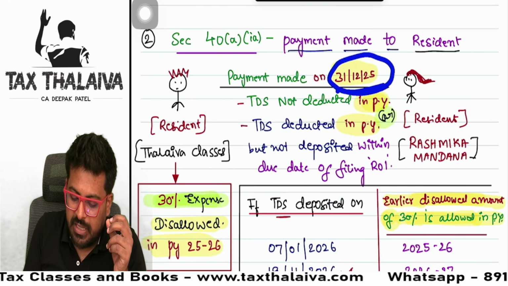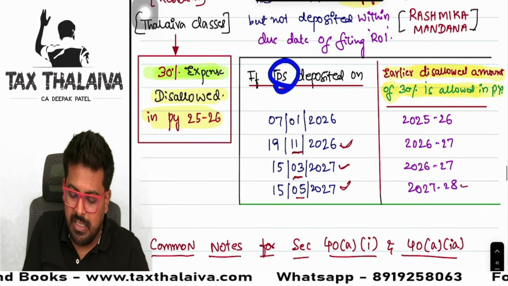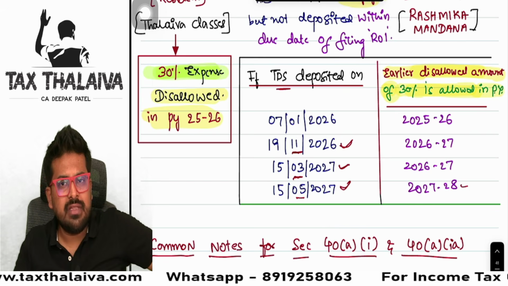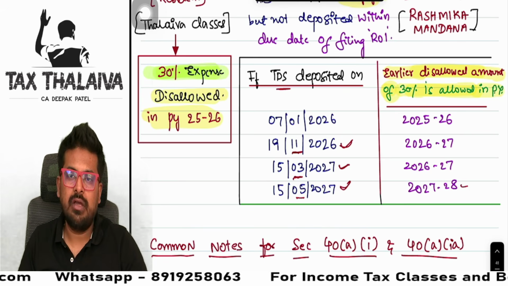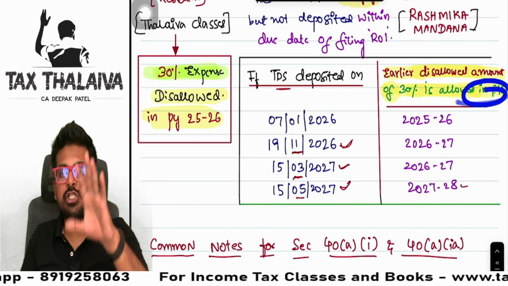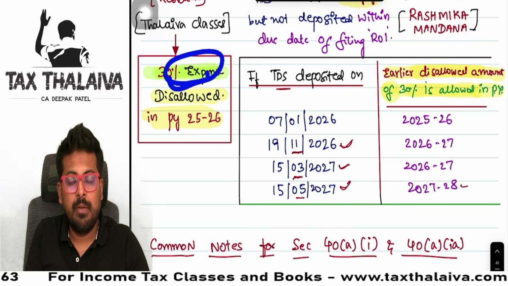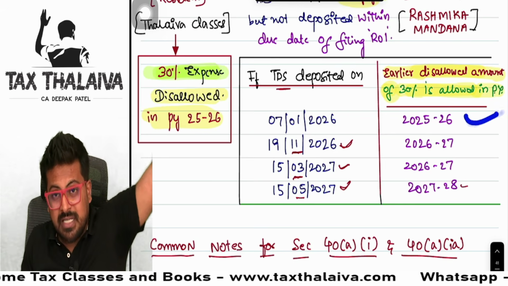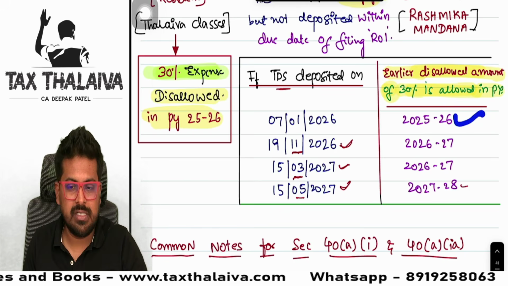So I made the payment on 31st of December 2025. But let's say I deposited TDS on 7th of Jan 2026. It is well within the year only. So in 25-26 itself, I will allow the expenditure. The earlier disallowed amount of 30% is allowed in which previous year? Earlier 30% of expenditure was disallowed, but now when I deposit on this date, I can claim the 30% earlier disallowed. Now I can claim it as expenditure in previous year 25-26.